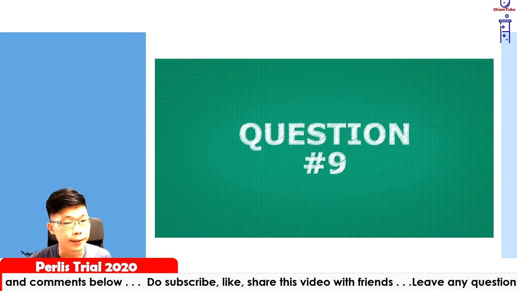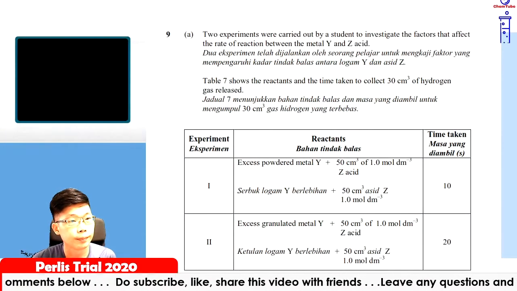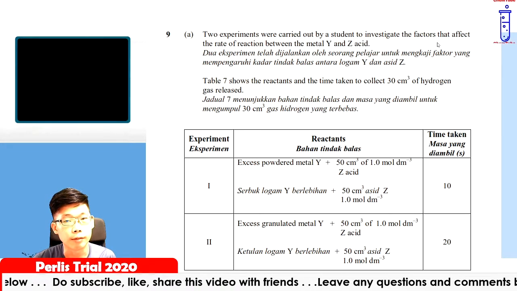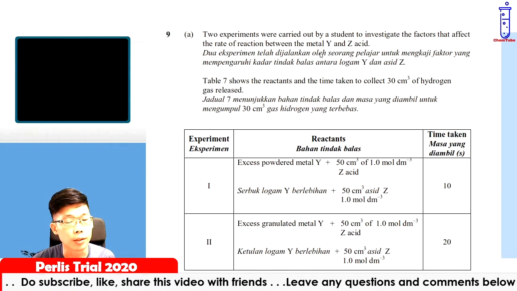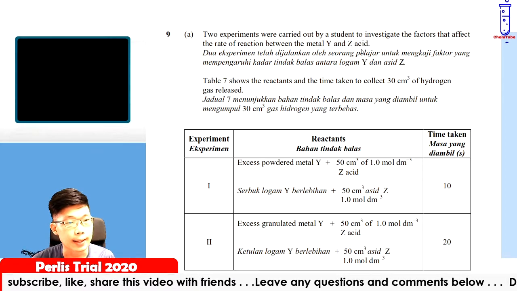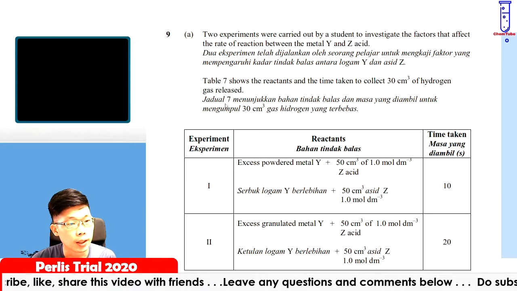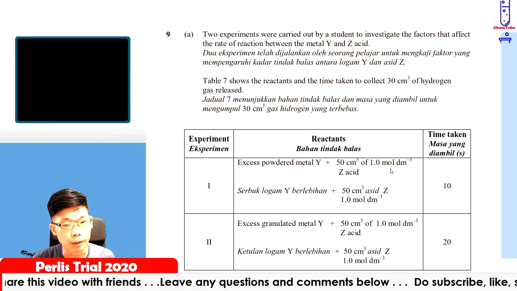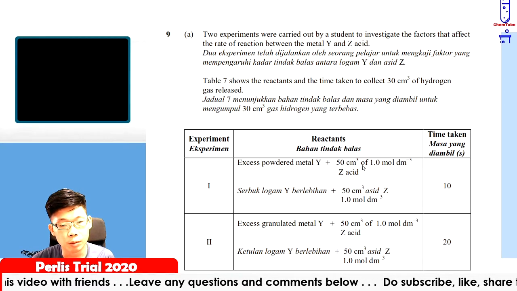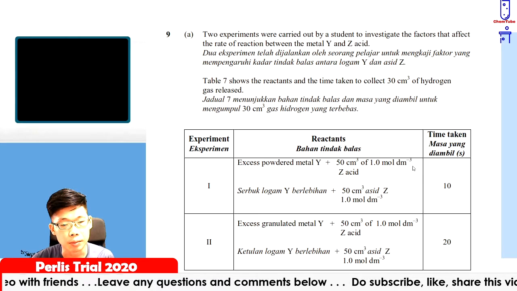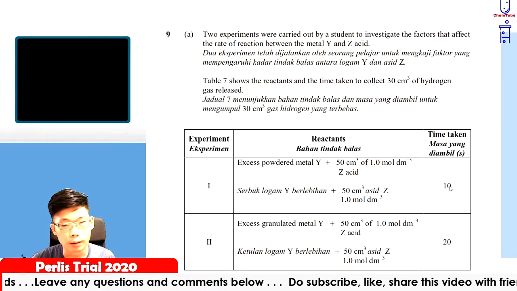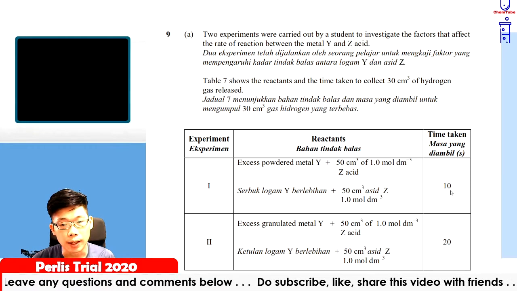Question number 9. Two experiments were carried out by students to investigate the factor that affects the rate of reaction between the metal Y and Z acid. So, experiment 1, excess powder of metal Y with 50 cubic centimeter of 1 mole per cubic decimeter Z acid. The time taken for the reaction will be 10 seconds.